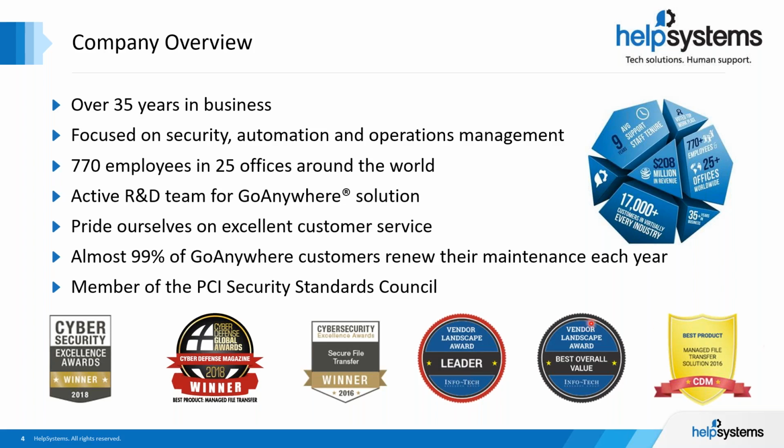Our focus is to help deliver key solutions around cybersecurity, automation, and operations management to organizations of all sizes, including SMB, government, and Fortune 500 companies. We have over 770 employees. We're actually over, I think, 800 now. We keep on growing, with over 25 offices worldwide. The majority of the GoAnywhere team is located in Ashland, Nebraska, just south of Omaha, with our headquarters located in Eden Prairie, Minnesota, so the Minneapolis area.